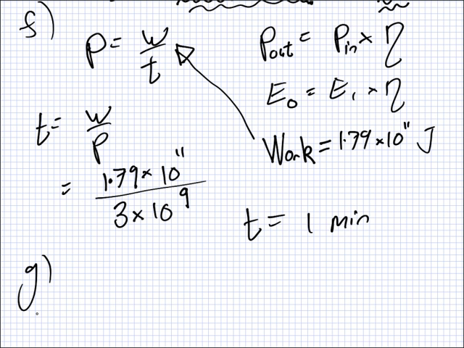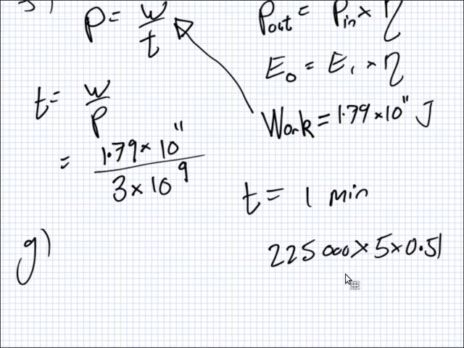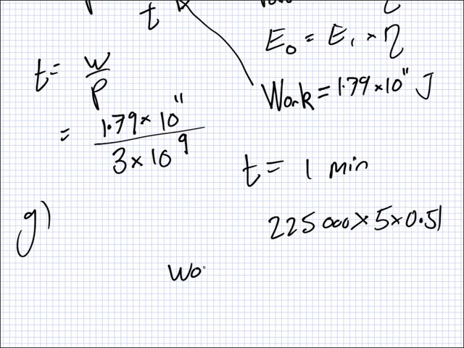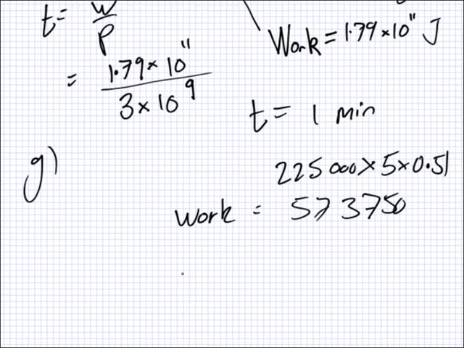Now, part G. Note that 5 grams of crude oil can be burnt to release 225 kilojoules of energy. Again, assume 51% efficiency. How long would 5 grams of oil power Ireland? Okay, so we need to get, Siba, could you do 225,000 times 5 times 0.51? 573750. So let's do our calculation again.